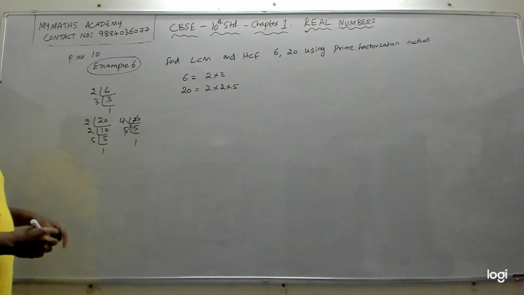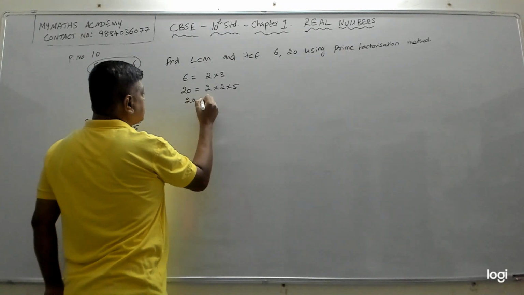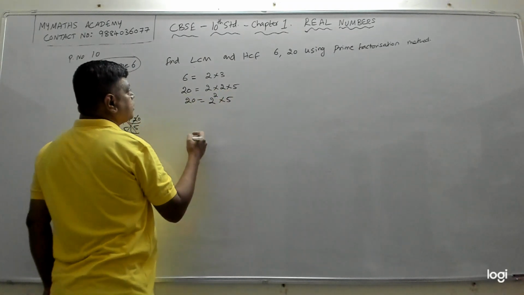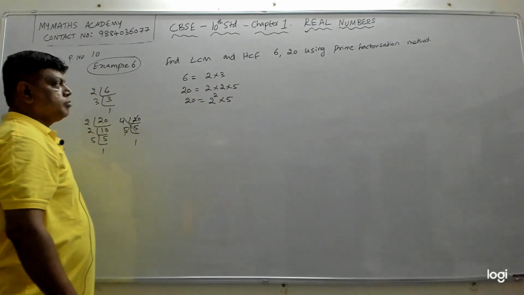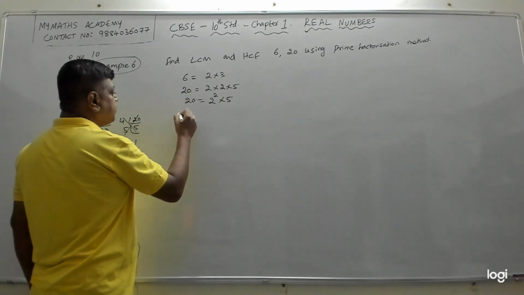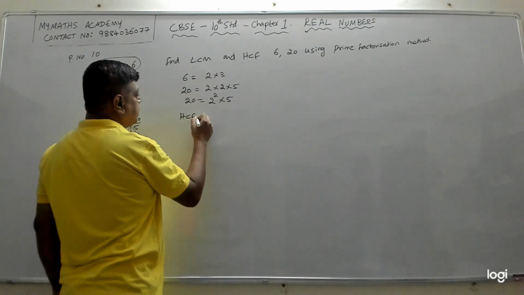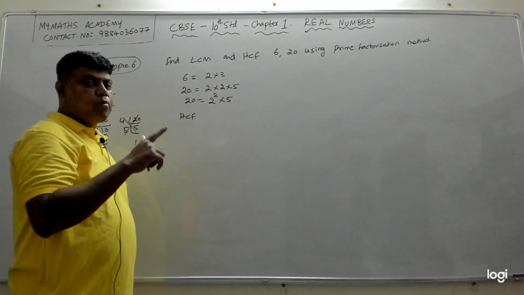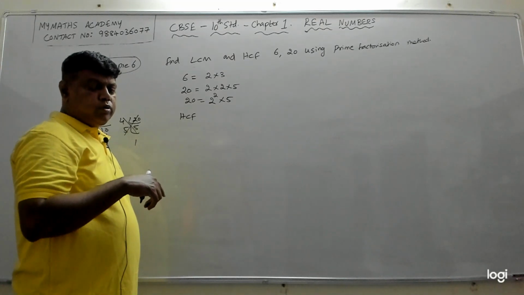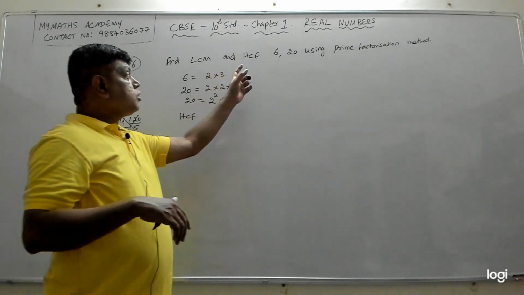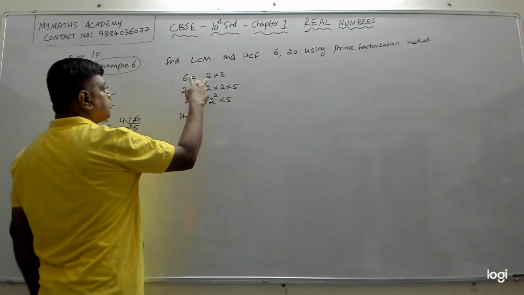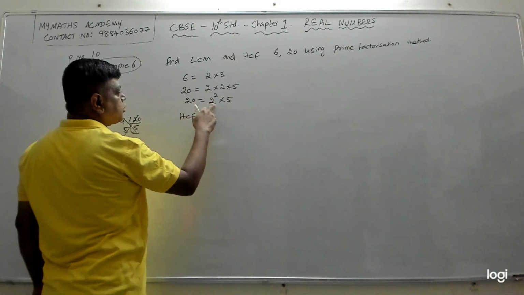2 into 2 into 5, which means your 20 is written as 2 square. 2 into 2 means 2 power 2, so 2 square into 5. Your 6 is 2 into 3. Now we need to find the HCF using the prime factorization method. We can also find HCF using Euclid's division algorithm, and you can watch my previous videos on that. But here they have asked us to find the HCF using the prime factorization method. So we have written 6 as prime factors 2 and 3, and 20 is 2 square into 5.